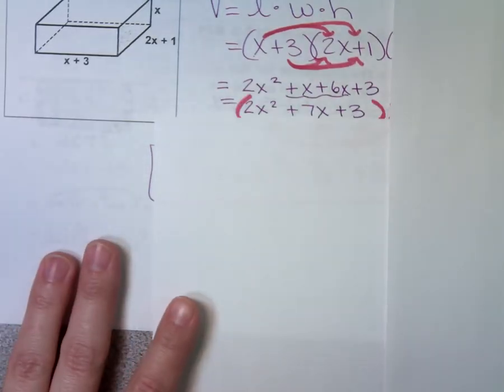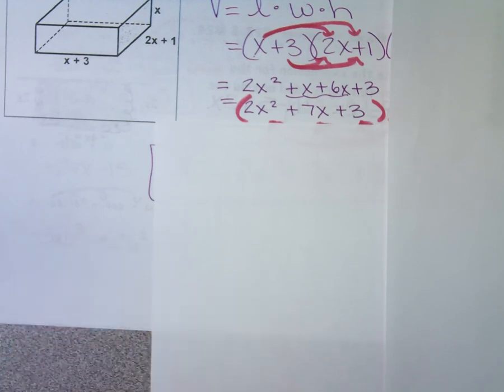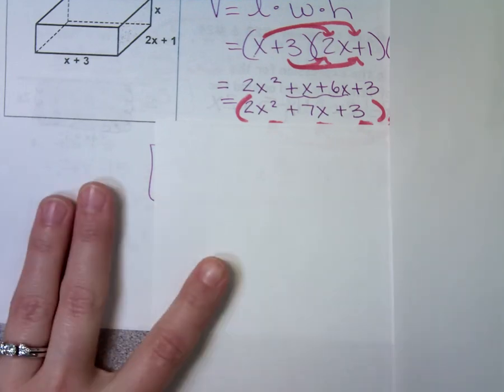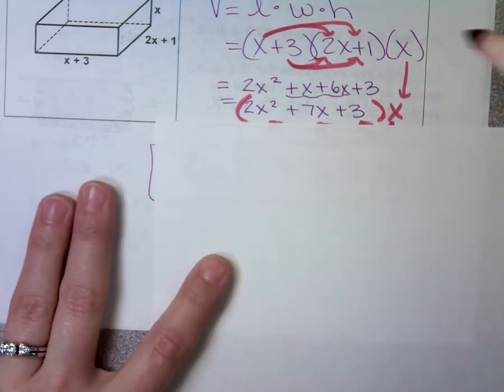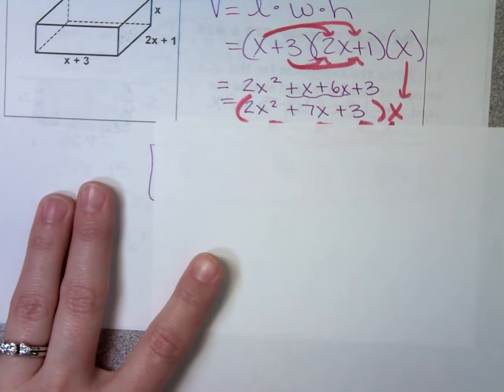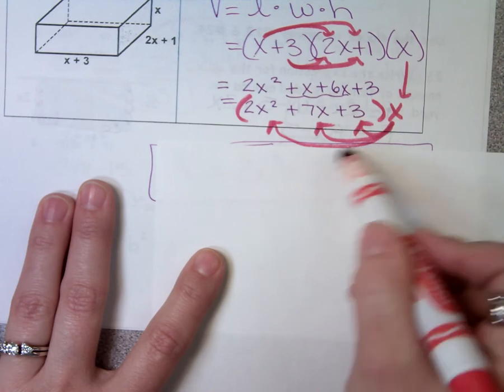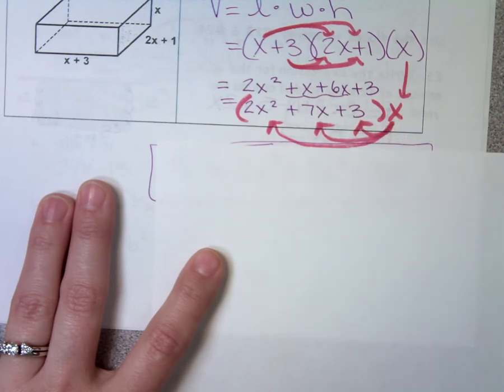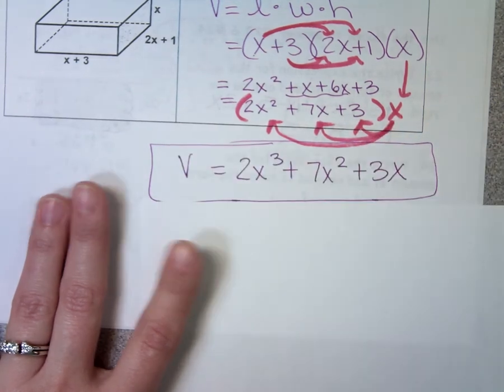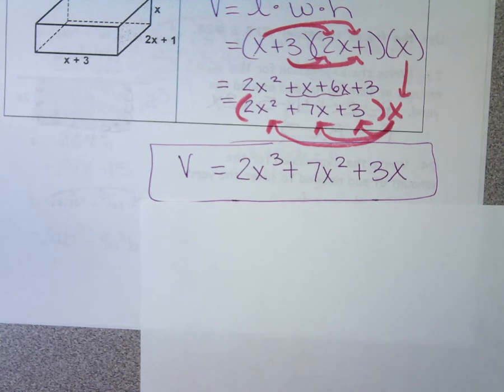I combined the x's in the center, and I got the 2x squared plus 7x plus 3. So that was the length and the width, but I still have my height. So I dropped my x down, and then I have to distribute that x with everything that I already got. And when I do that, this is my grand total. So we haven't done one like this, but you have the skills to do it.